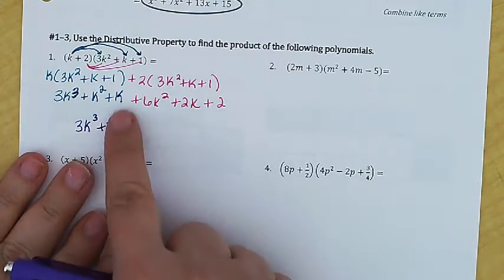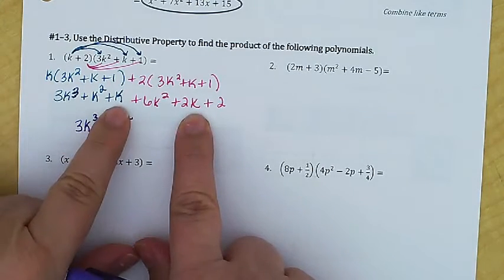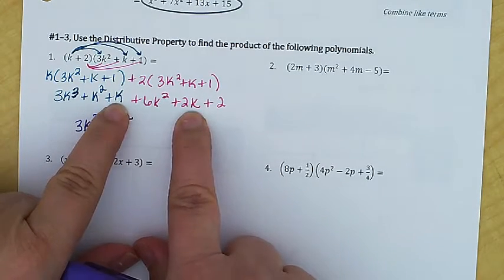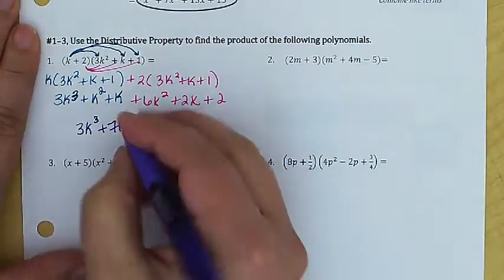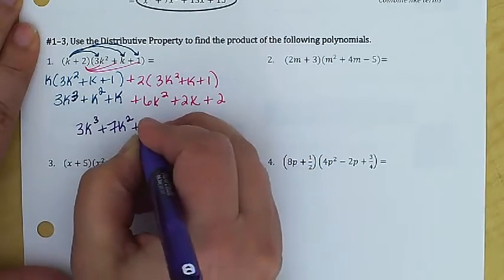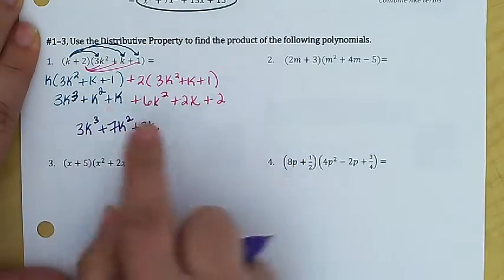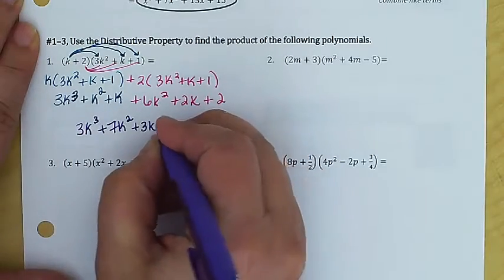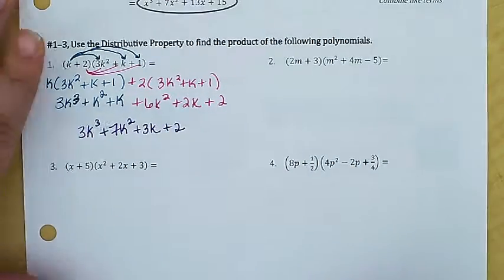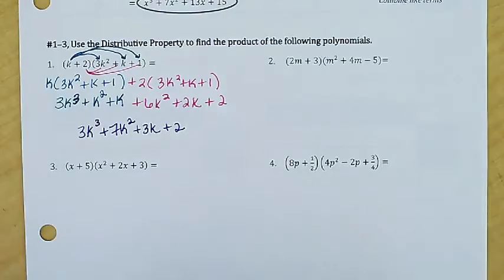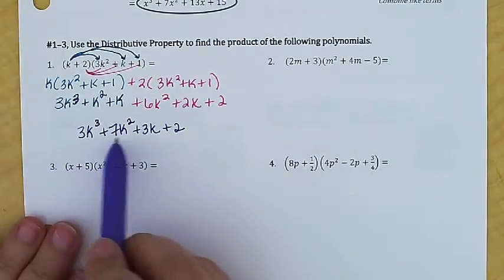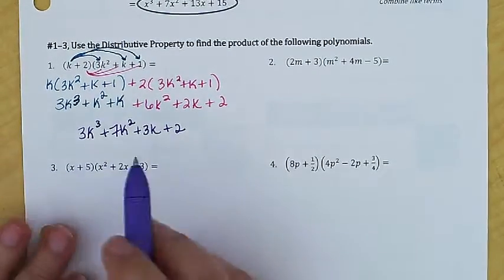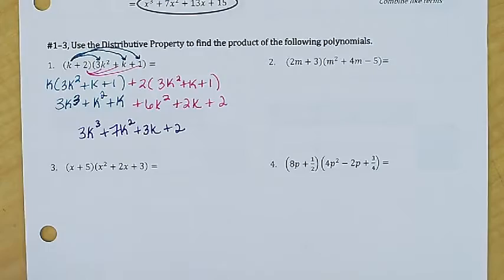Okay? And then I have a couple of regular k's. I have 1k plus 2k's. So if I combine those, that's going to be 3k's. And then I have my 2, and I don't have any other constants, so that 2 is going to stay. Okay? So that would be the final product in standard form, simplified, packaged, ready to go.